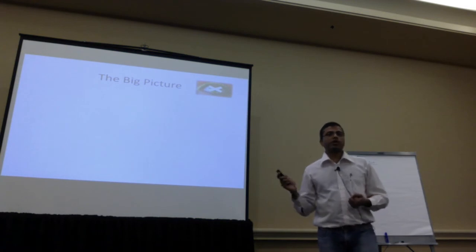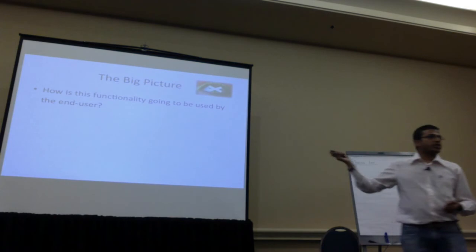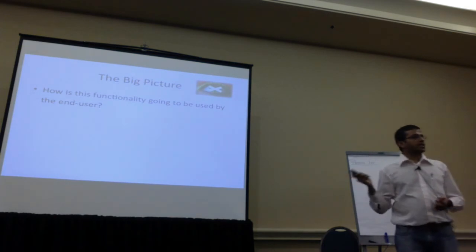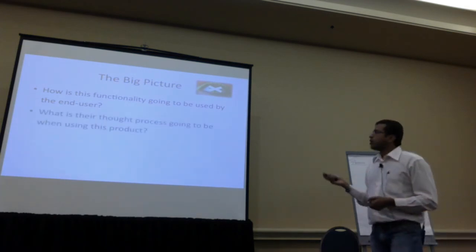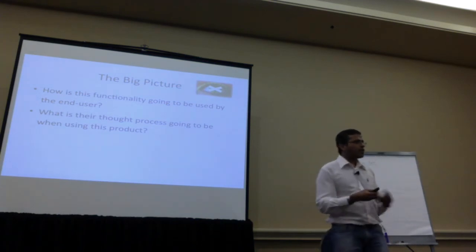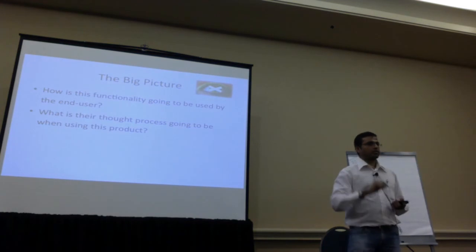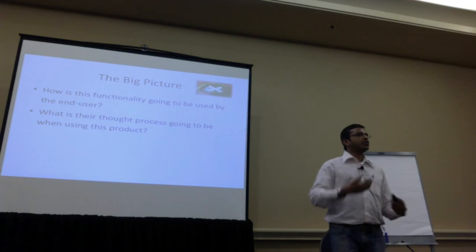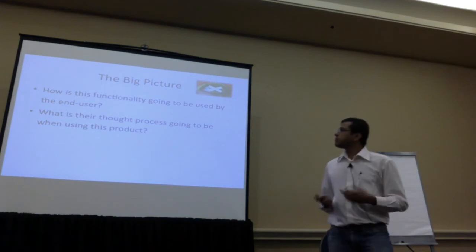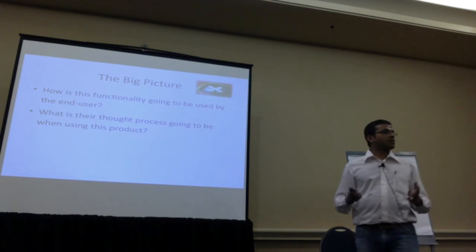It is very important to keep the big picture in mind to understand how the end user is going to be using this functionality or set of functionalities. What is their thought process of interacting with it? If it's a mobile app, how are they going to be using it? Will they be using it with a stylus or with gestures or just typing it out directly? You need to understand what the end user is really trying to do to think if the product is really right.